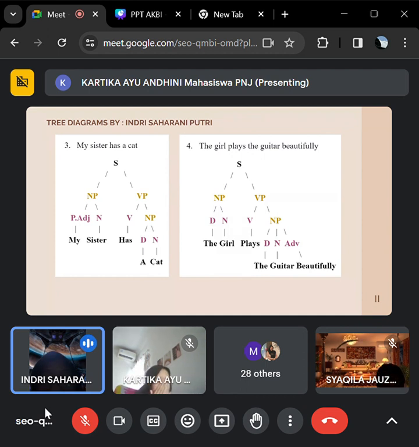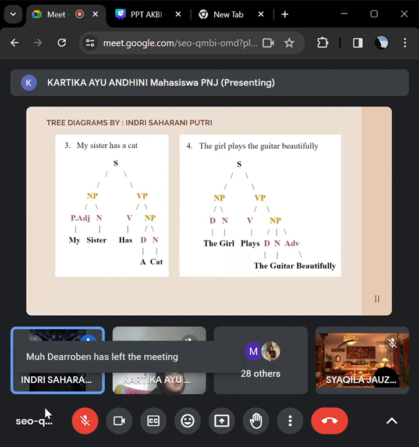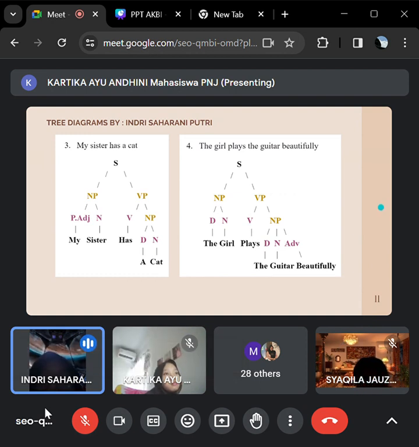Fourth, the girl played the guitar beautifully. The sentence is divided into noun phrase and verb phrase. In noun phrase, there is determiner and noun, the as determiner, and girl as a noun. In verb phrase, there is verb and noun phrase. Played as a verb and noun phrase divided into determiner, noun, and adverb. The as determiner, guitar as a noun, and beautifully as adverb.